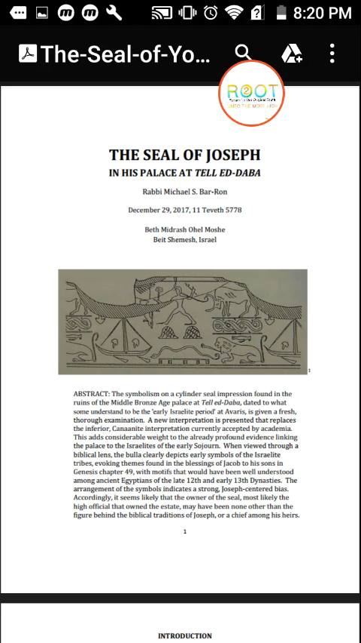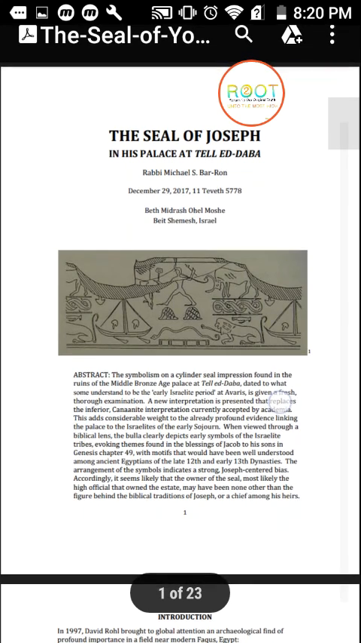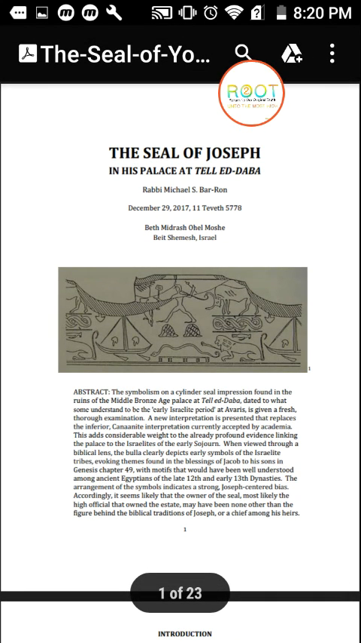Okay, so I shared this a little bit last night, and it was talking about the seal of Joseph, and this put the Israelites, supposedly, in this area. And as you see all these different, what I now understand as totems, you see the ram, the lion, the scales, and different things. This is a message that was written by someone from Israel.